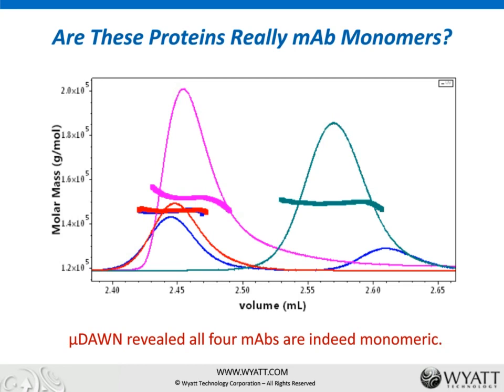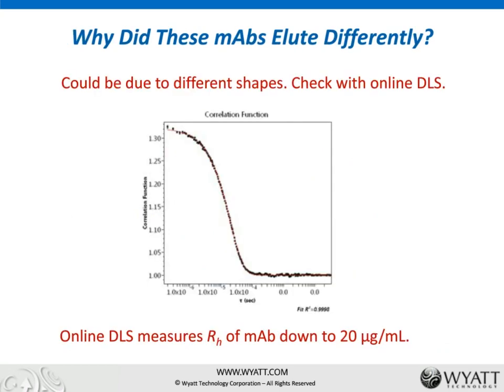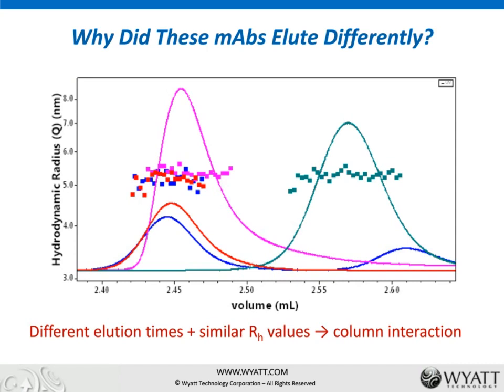Could it be due to their different hydrodynamic volumes, due to different shapes? Well, we can check that with our online dynamic light scattering instrument. The embedded DLS inside the Microdon produces a very high quality autocorrelation curve, shown here. And this online DLS can measure the Rh value of IgG down to 20 microgram per milliliter. We find those four IgGs have very similar hydrodynamic radii as well, from 5.1 to 5.2 nanometer. So those four IgG monomers have very similar molecular weight and very similar hydrodynamic radii.